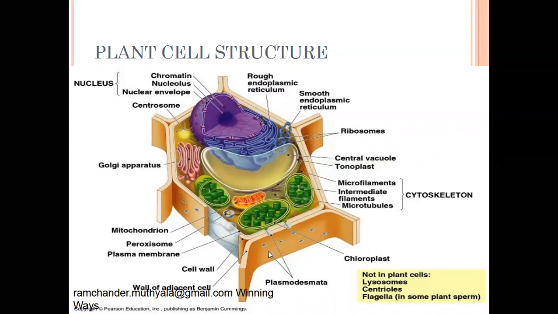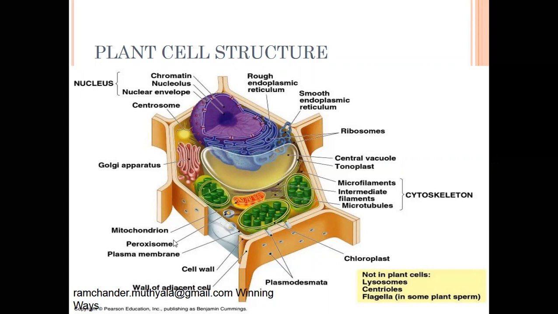In the cell wall, pore or hole-like structures are present. These pore or hole-like structures are called plasmodesmata. The plasmodesmata mainly help in the exchange of minerals and food material between two cells.